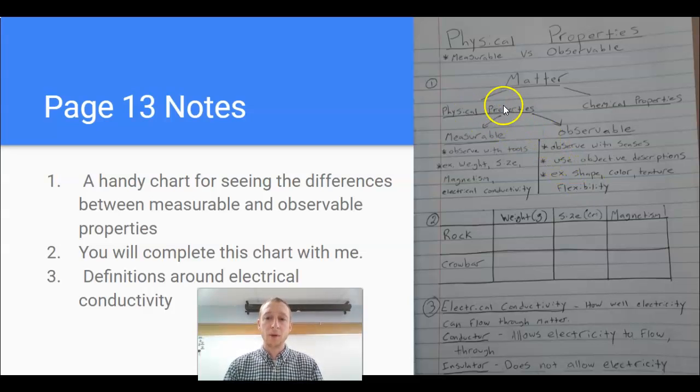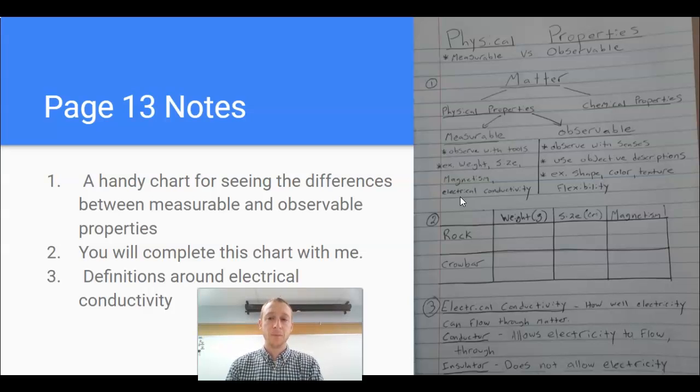We need a tool to be able to observe those. So today we're going to continue talking about physical properties, but instead of talking about those observable properties that we've been talking about up until now, we're going to start talking about some measurable properties. These are properties that can only be observed with tools like weight, size, magnetism, electrical conductivity. We can only determine these things with a tool, right? We can only tell the weight of something with a scale. We can only tell the size of something with a ruler. We need a magnet to determine magnetism, and we need some electrical current to determine whether or not something has electrical conductivity.